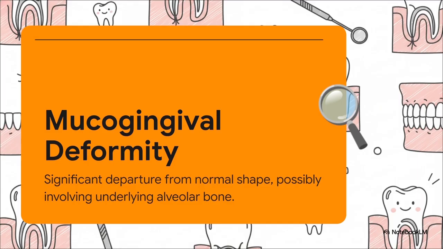A mucogingival condition is basically your generic umbrella term. It describes the anatomy of the mucogingival junction and how it relates to the gingiva, alveolar mucosa, and frenula. Simple enough, right? But a mucogingival deformity? That's a significant departure from normal shape. And here's the absolute key differentiator for your exam. A deformity might actually involve the underlying alveolar bone.